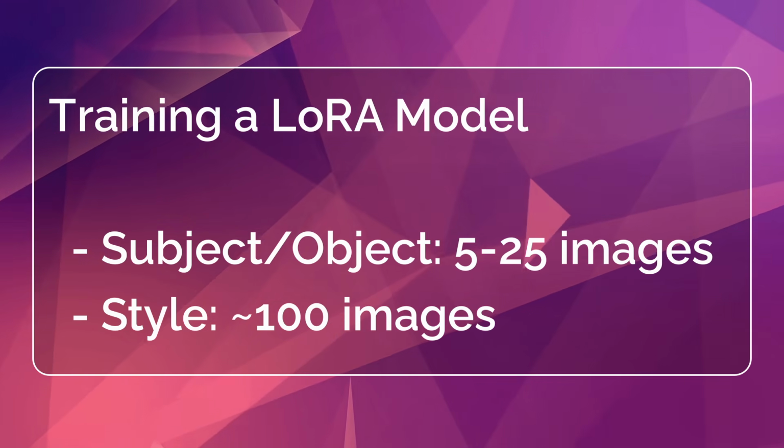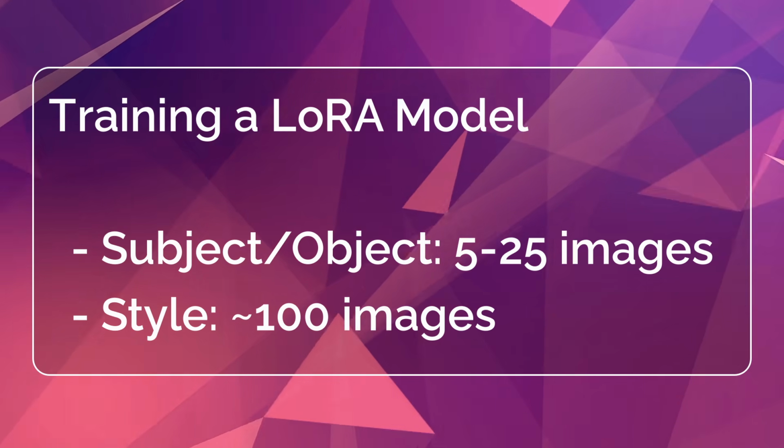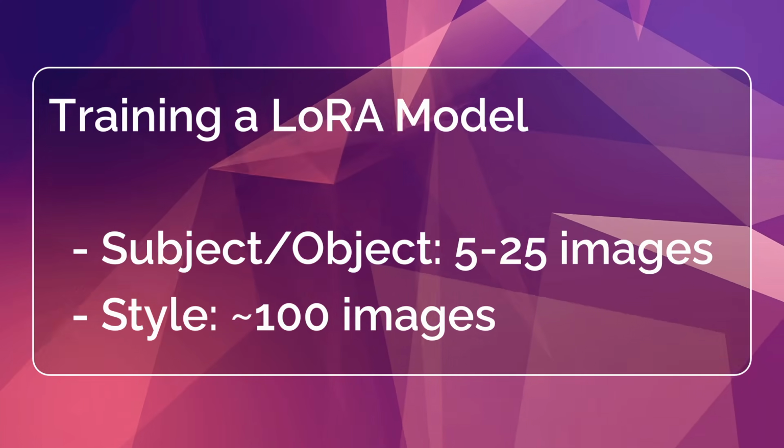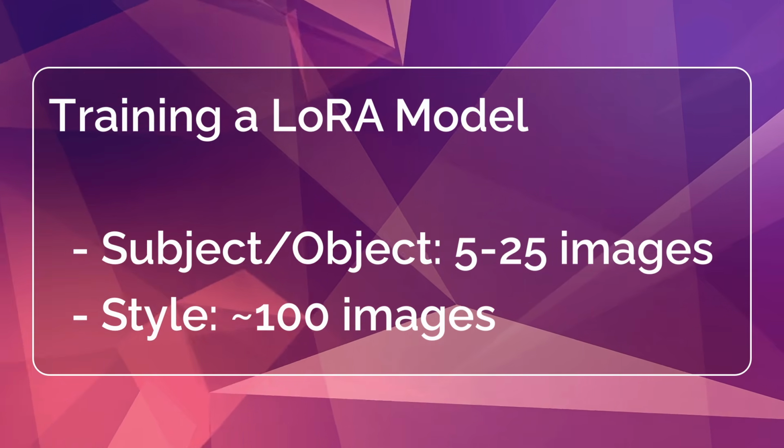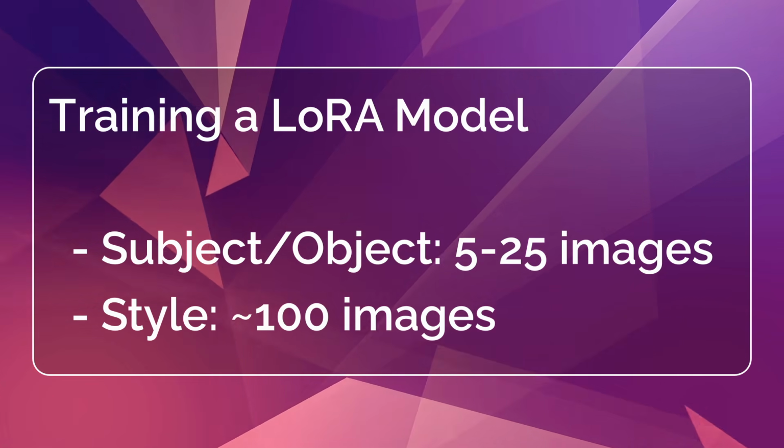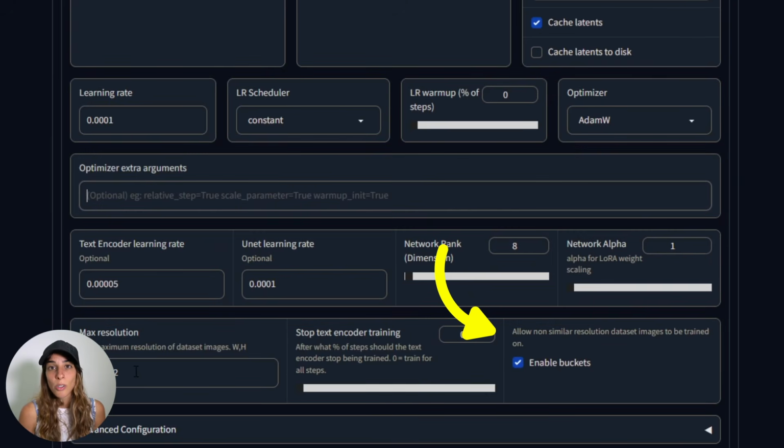For training a LoRA model, we don't need many training images. For objects and subjects we just need between 5 and 25 images. But if you're training for a style, you'll probably need more, something around 100 images or even more. Quality of the image is very important, so it's better to have fewer images of good quality rather than a lot of images with very low resolution. The only requirement for the training images is that they need to have the same file extension, which can be PNG, JPEG, JPG. It doesn't matter if they have different dimensions or different resolution.